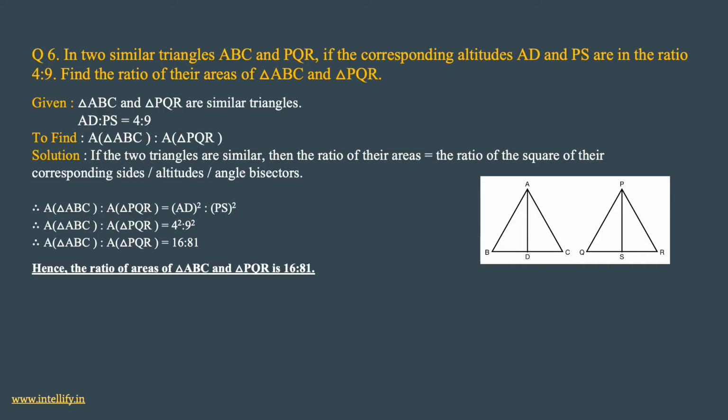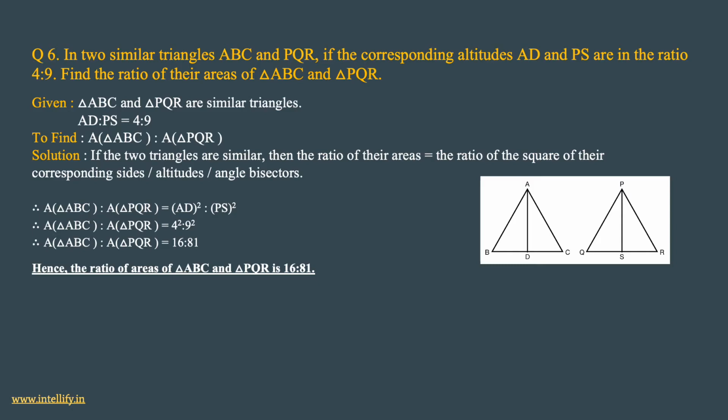So let's put what is given in the problem statement. Triangle ABC and triangle PQR are similar triangles and ratio of their altitudes AD and PS is equal to 4:9. And we need to find ratio of the areas of triangle ABC and triangle PQR.